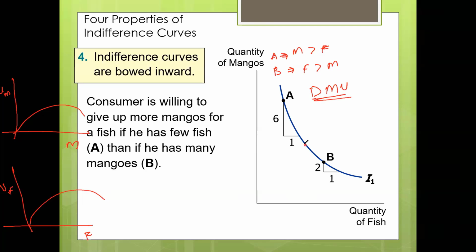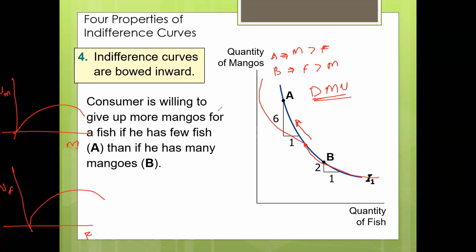If you take a center point here, what will happen? If you start increasing mangoes, you notice that it is first of all increasing, then bending, like this blue line. Similarly, when you look towards fish, it is first of all increasing, then bending. So it is talking about the same thing.